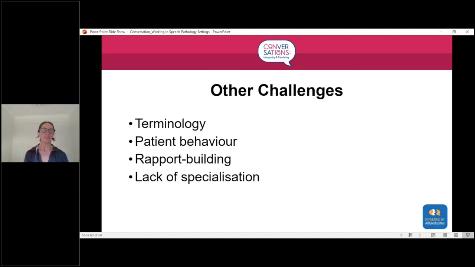And finally, there's probably others, but these are just a few challenges that can arise: this lack of specialisation. As I said, you may have a speech pathology interpreting assignment once every couple of months, which doesn't allow you to build up any kind of specialisation, whereas speech pathologists are doing what they do every single day. So that can be another challenge, because you're expected to be on the ball and know what's going on, whereas you may not have had an opportunity to acquire any kind of specialisation in that kind of setting.